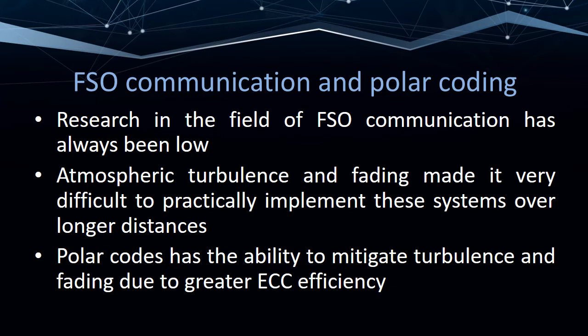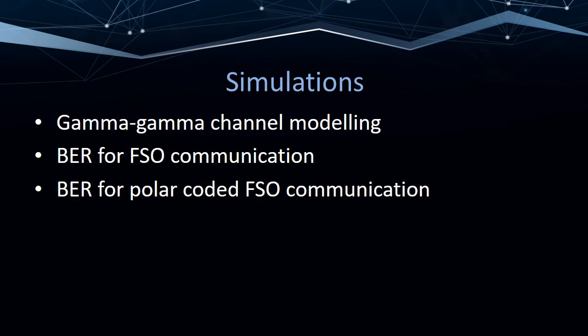Atmospheric turbulence and fading made it very difficult to practically implement these systems. But research indicates that polar coding has made it easier to implement FSO communication at longer distances, which was not possible before polar coding, when there was a huge bit error rate. These codes have the ability to mitigate turbulence and fading due to their greater error correction efficiency. That's why work is being done on polar coding and how to implement these codes in FSO communication. So let's go to the simulations.